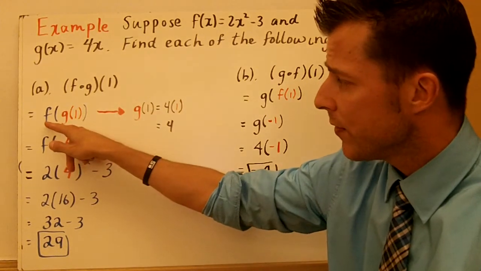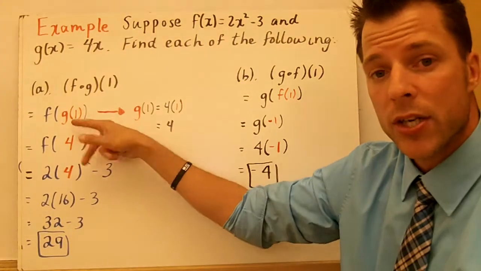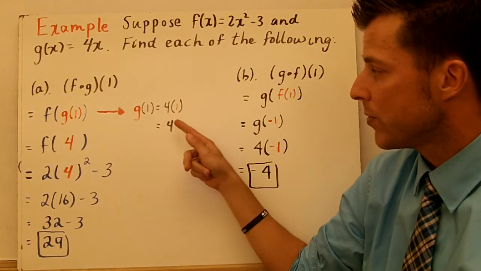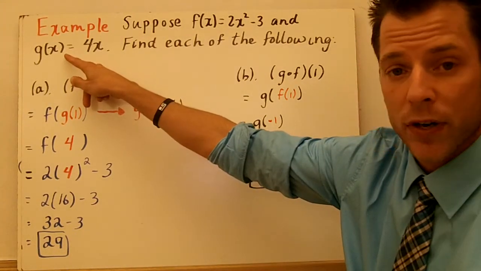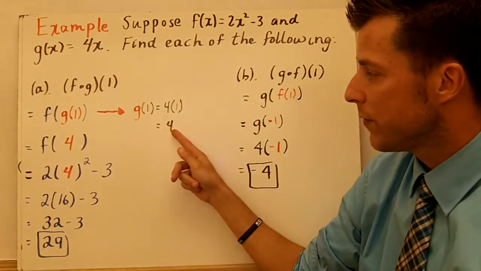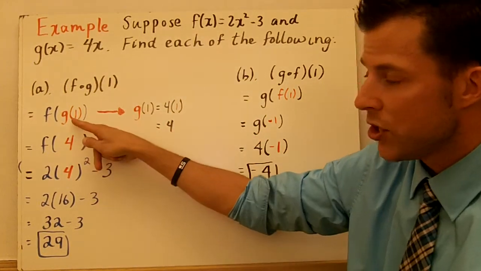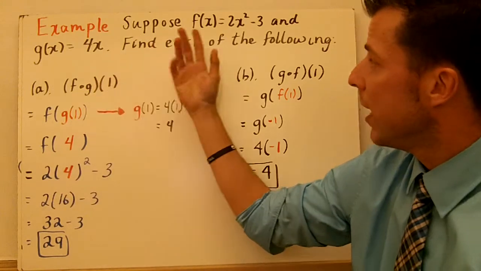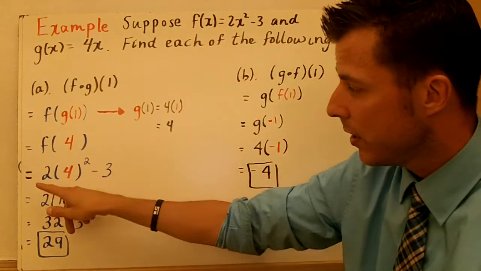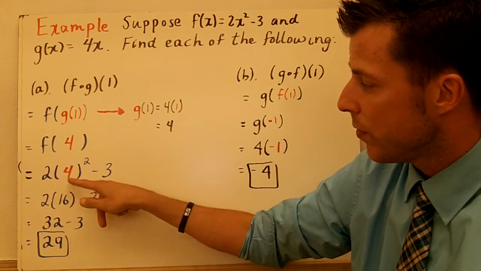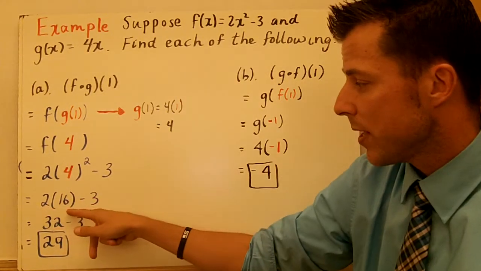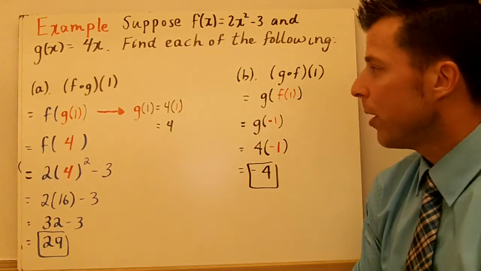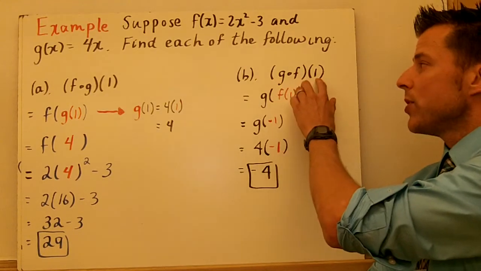So here's the idea. We have this function f, and we've got to input g of 1. So the first thing I need to know is what g of 1 is, which I've shown you here. g of 1 is just 4 times 1. You're plugging 1 into your function g. So now that I know g of 1 is 4, that 4 replaces the g of 1, and now 4 goes into your function f. So f is this function here, 2x squared minus 3. So you have 2 times the quantity 4 squared minus 3, which is 2 times 16 minus 3, which becomes 29 when you simplify.